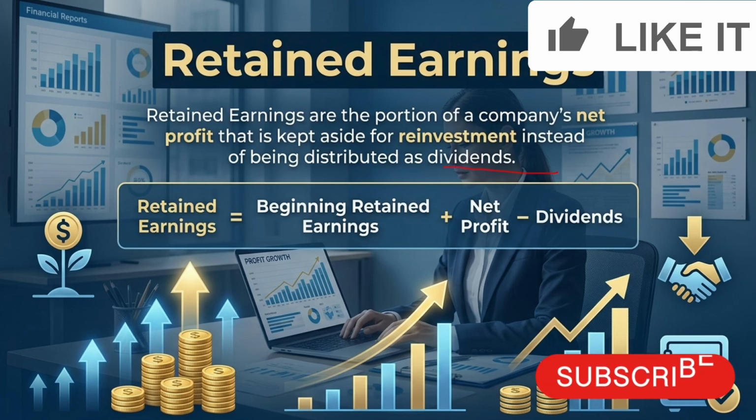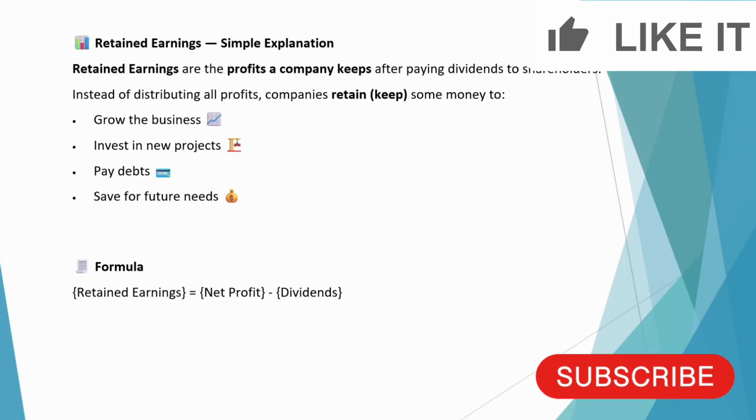Retained earnings is equal to beginning retained earnings plus net profit minus dividends. This is the formula we can use to calculate the retained earnings. The beginning retained earnings means the previously earned retained earnings which are already in the company. The net profit will be added to the previous retained earnings after distributing some amount in the form of dividends to shareholders. Let us understand it deeply.